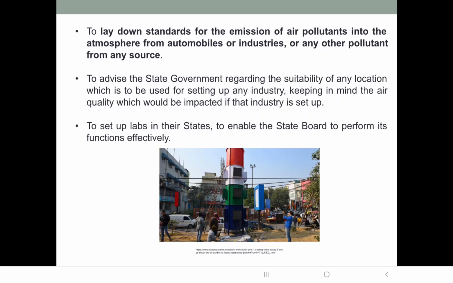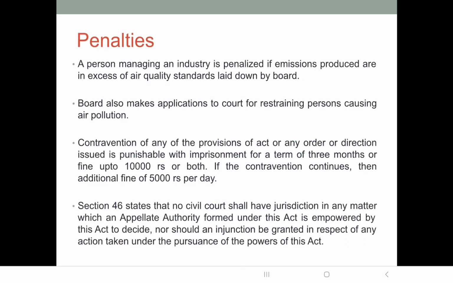So I told you about these smog towers. This was set up in Delhi, New Delhi. So they are basically air purifiers. Very innovative thought. Then penalties are there. If there is violation of the act, there are certain penalties. But if an appellate authority is established for deciding the punishment under this act, then the civil courts cannot entertain any suit or proceedings.